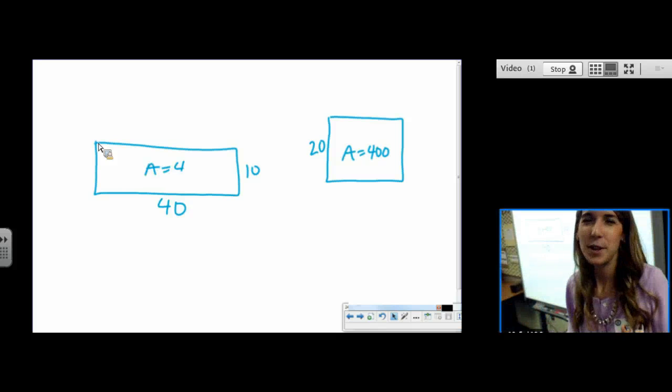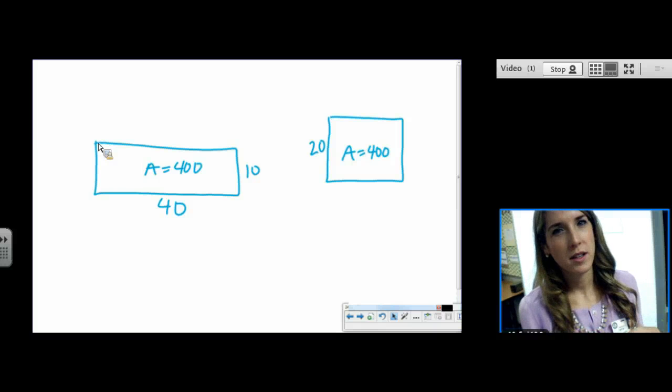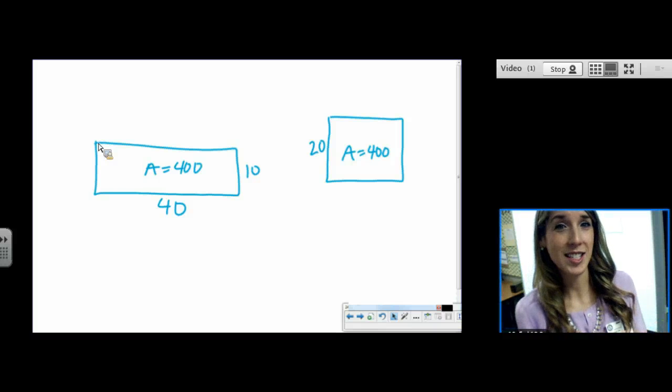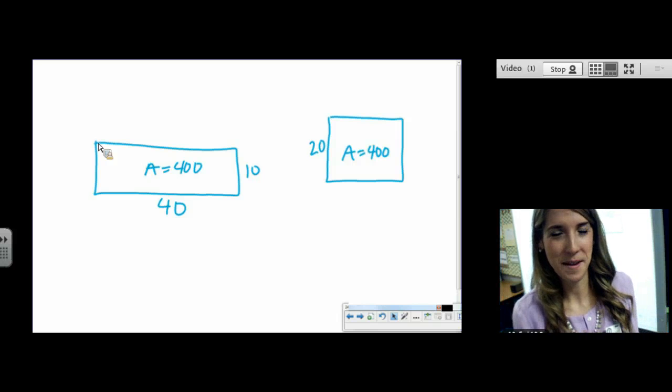Does that make sense? So the geometric mean between two numbers is the side length of a square that has the same area as the area of the rectangle that would be made by those two numbers.